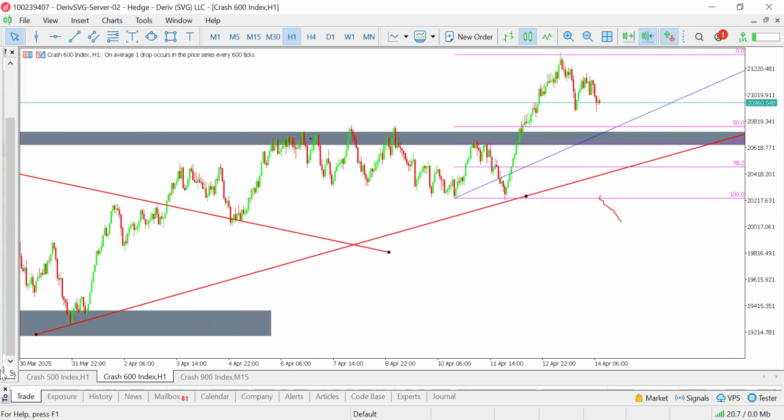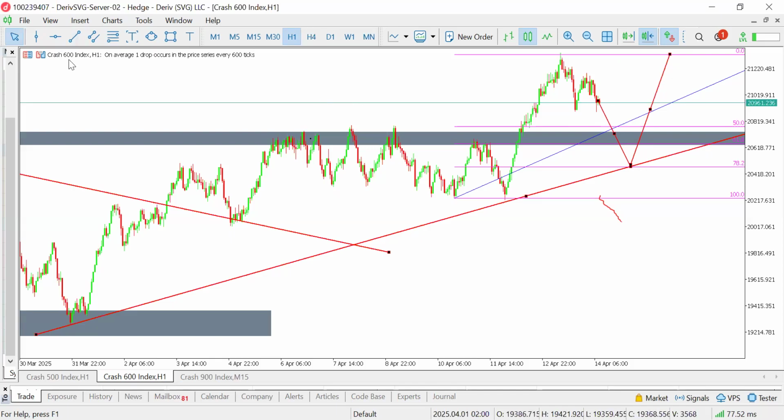Go to the H1 time frame. So once price gets into this zone, and probably even comes down to touch this trend line, and there's a change of trend here, then I can take my trade. So I'll be looking out for buys in this zone.